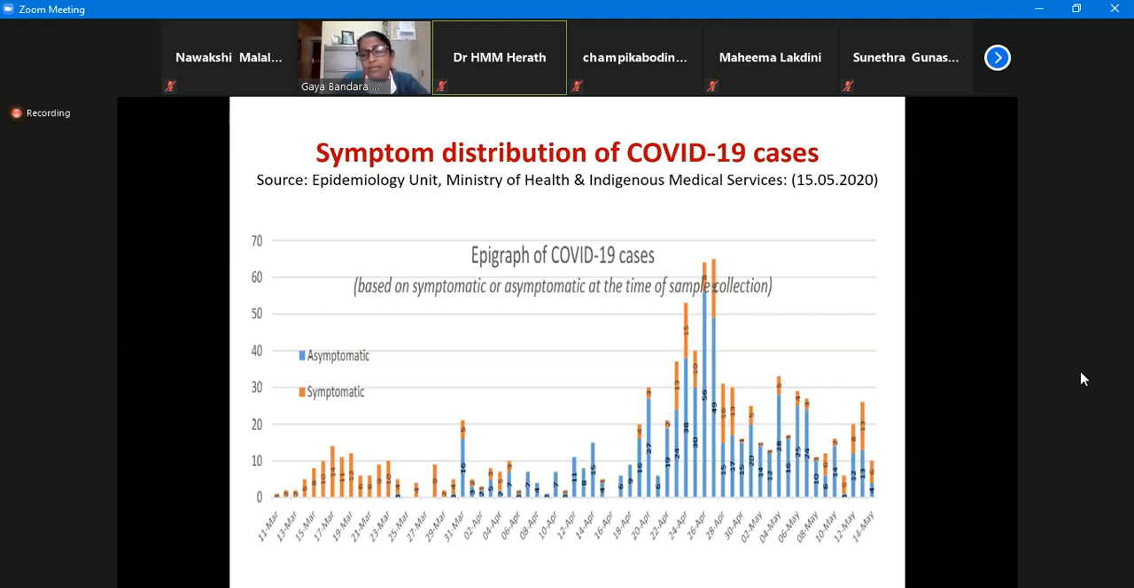This is an important factor, because if we had not detected them by screening, they would have been moving about in the community spreading the infection. So this is what you learn as active surveillance in community medicine, where you actively seek patients with disease, in contrast to passive surveillance where you wait till the patients come to you. So this active surveillance has contributed in bringing down the caseload to a great extent in Sri Lanka.